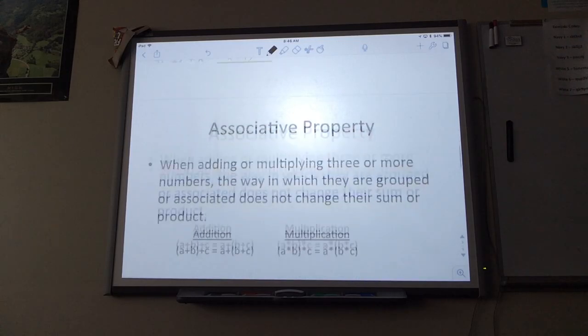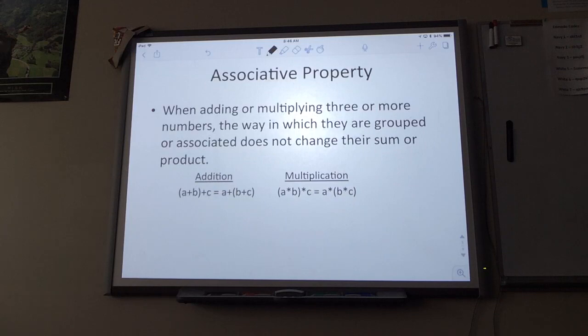What about the next one? Associative property. So what is the root word of the word associative? Associate. So if I ask you, who do you associate with? Who are you connected to? Who are you friends with? Who do you group with?